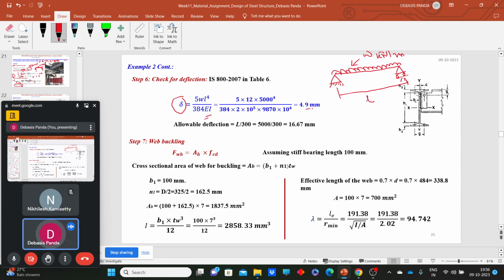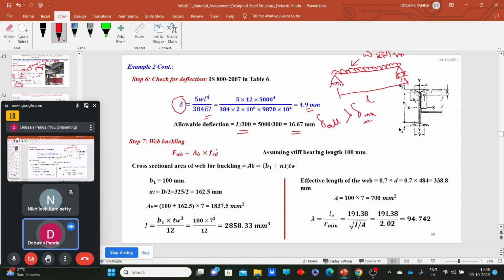That comes as 9.4 mm. Now, what should be the allowable deflection for laterally supported and unsupported beams? This is from table number 6. We get that the value is nothing but L by 300, and that comes as 16.67 mm. That means your delta allowable is more than your delta maximum, so it passes the deflection check also.